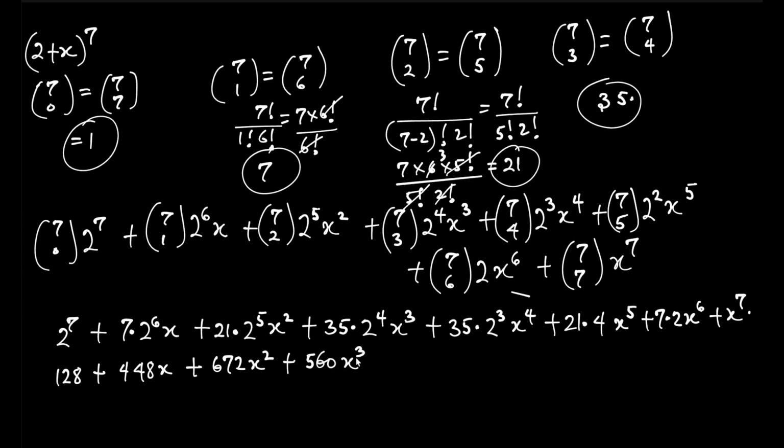x to the power of 3, plus, if you go on, 35 multiplied by 8, so that is 280 x to the power of 4, plus 21 times 4, that is 84 x to the power of 5, and 7 multiplied by 2 gives 14 x to the power of 6. Lastly, we have x to the power of 7. So that is the expansion, and that's how to use the combination for your expansion.